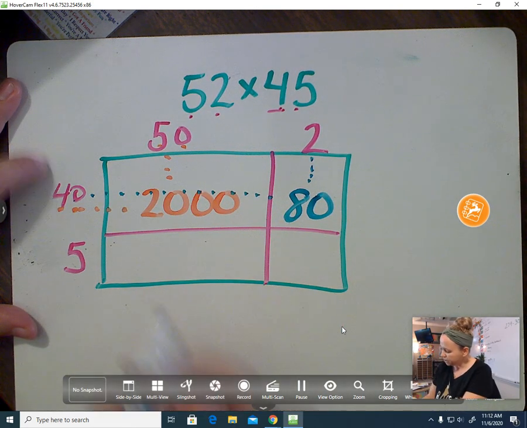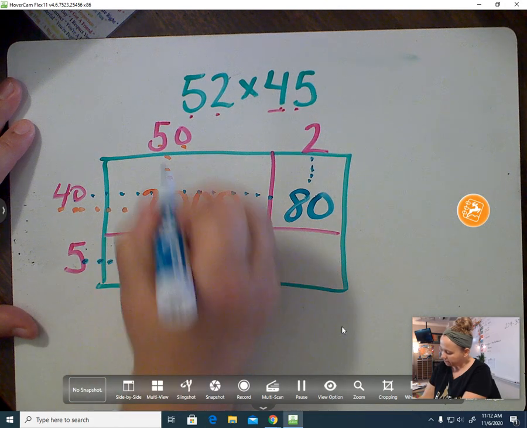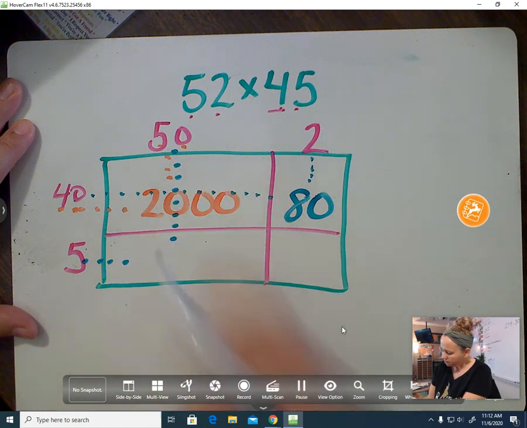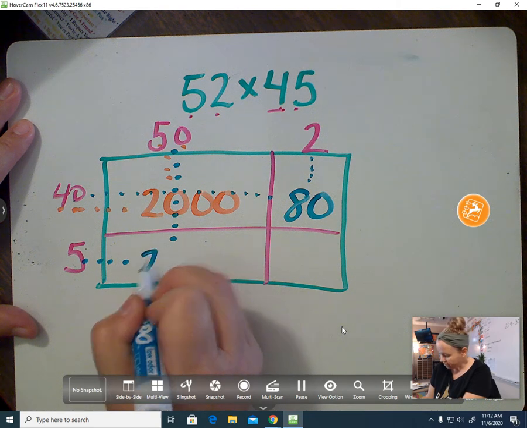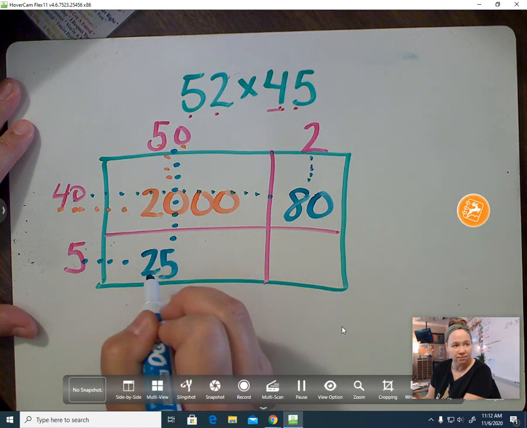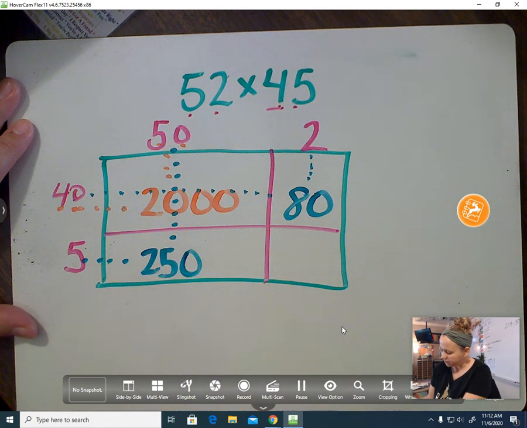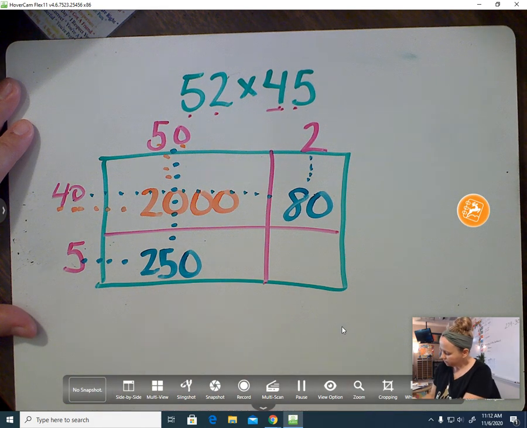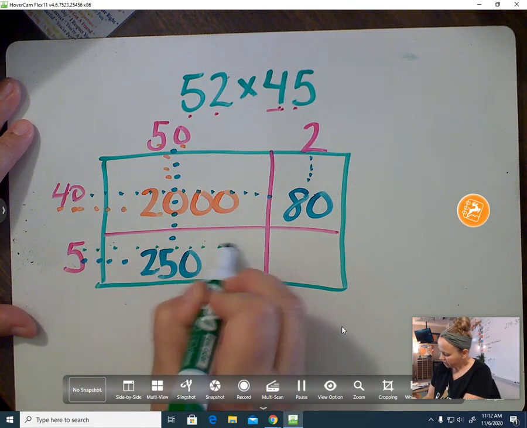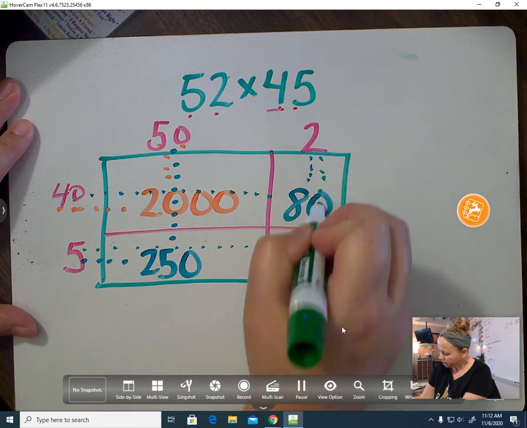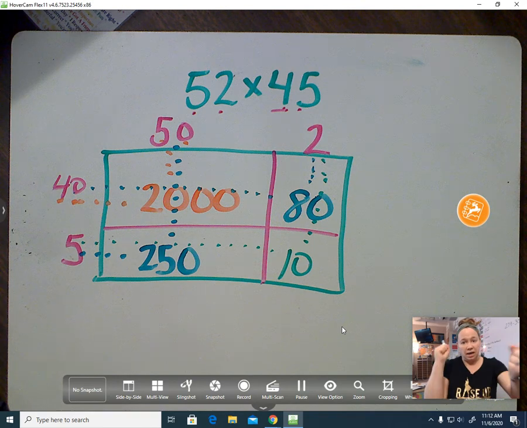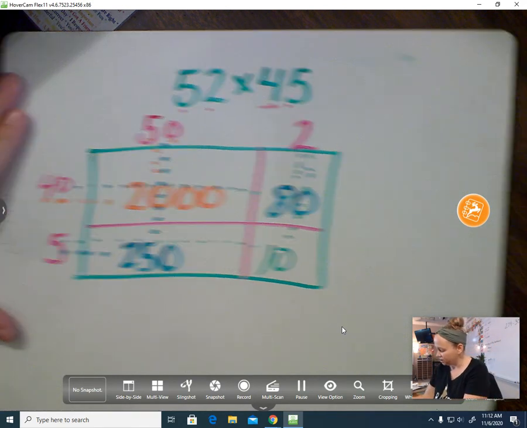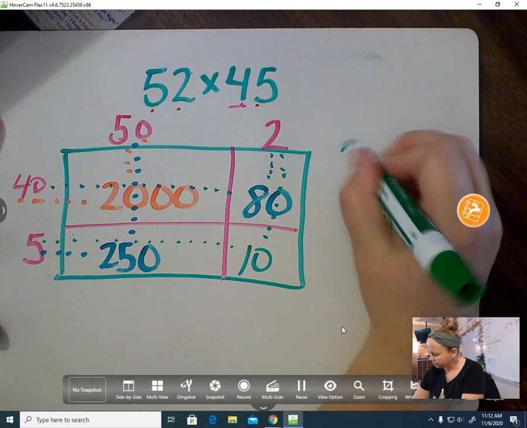All right. Let's do 5 times 50. Meet in the middle. 5 times 5 is 25. And how many placeholder zeros do I have? 1. Great. Last one. 5 times meet in the middle. 2 is 10. All right, I broke them apart. I multiplied. Now let's put them back together. You got it. Okay. 2,000.